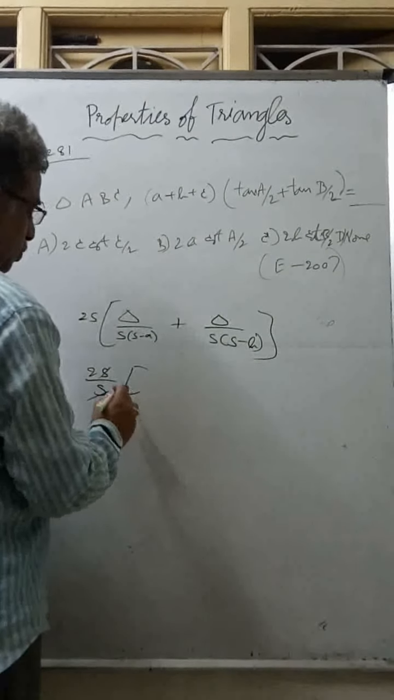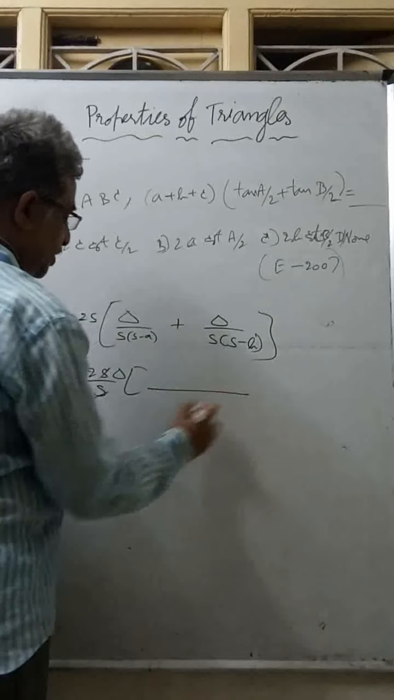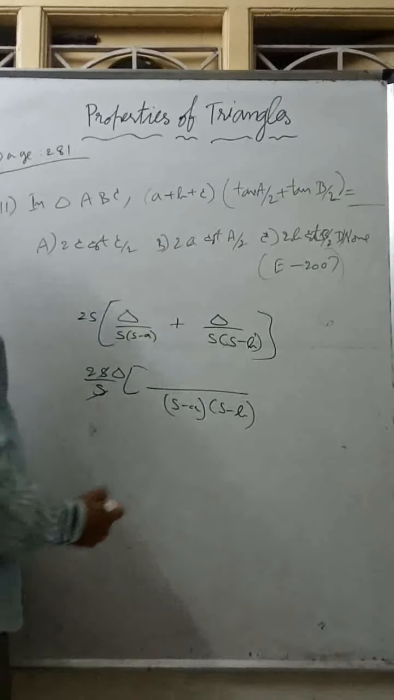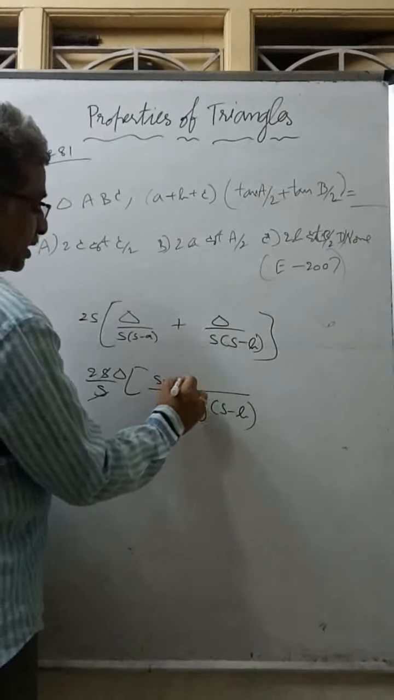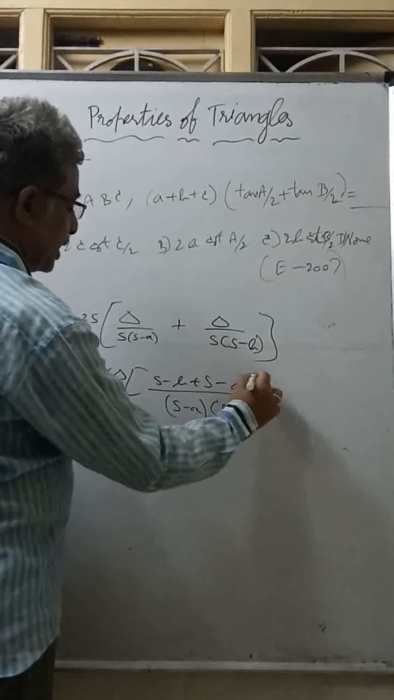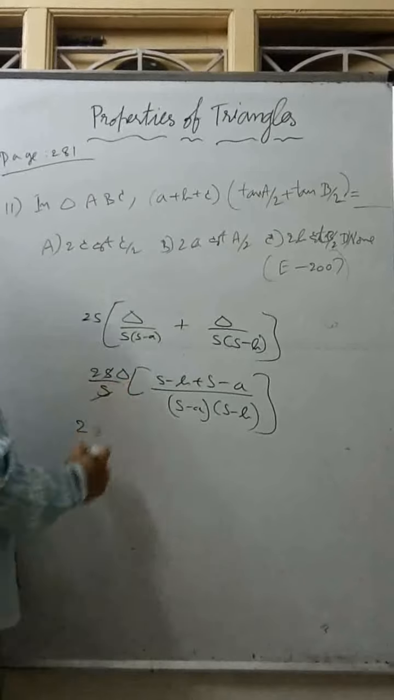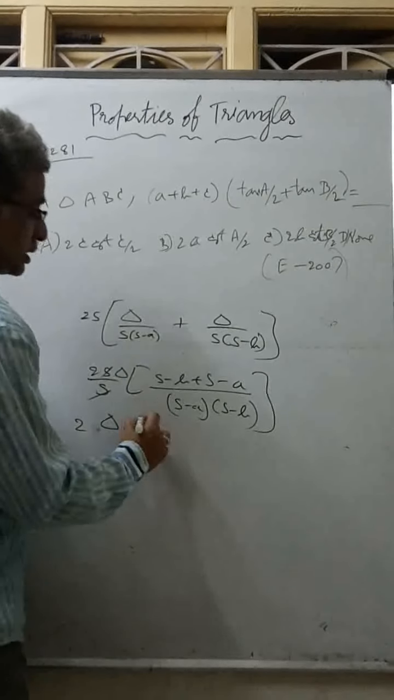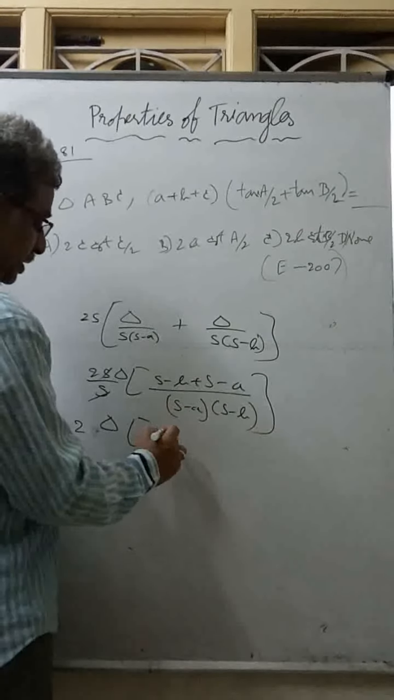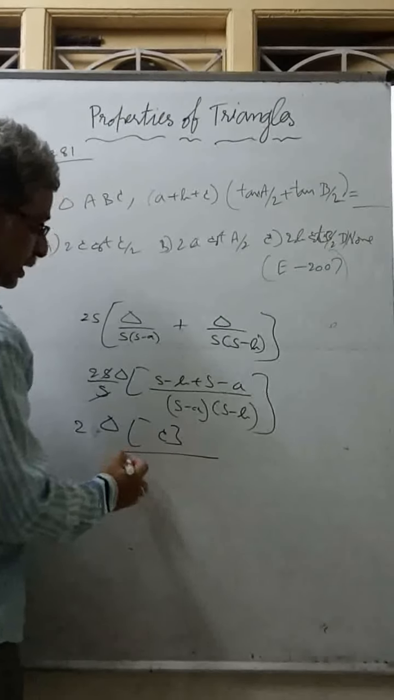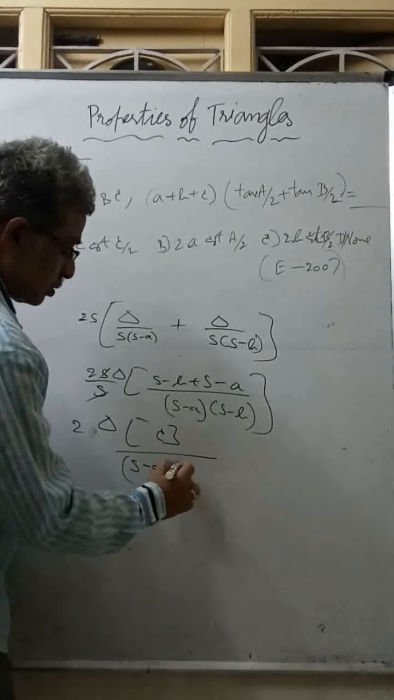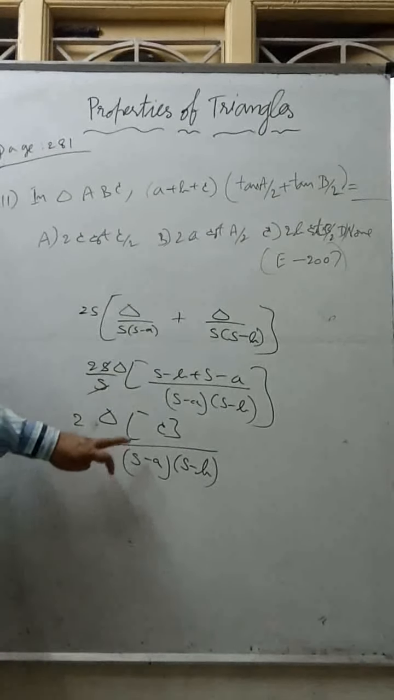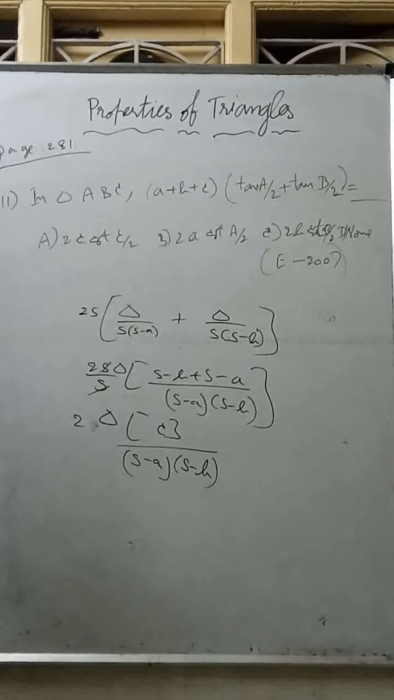Next, I can take delta common and find the LCM of these two, which is s minus a into s minus b. So what is left is s minus b plus s minus a, so 2 into delta into 2s minus a minus b, which is small c, by s minus a into s minus b. That is 2s into delta by s minus a into s minus b.